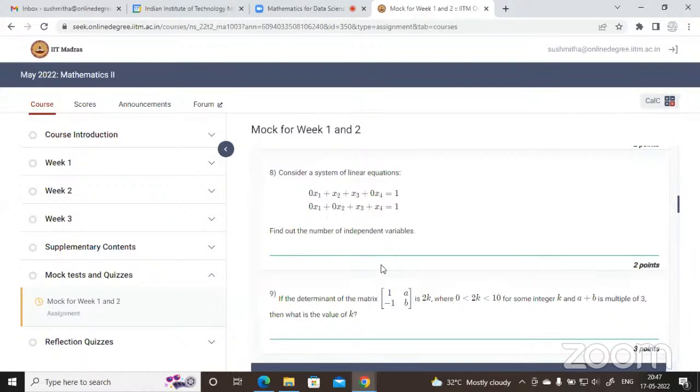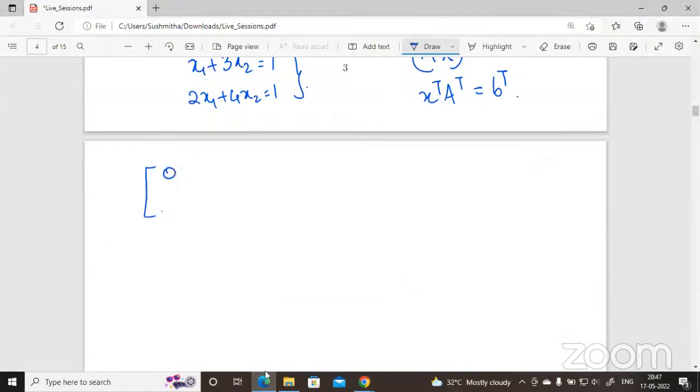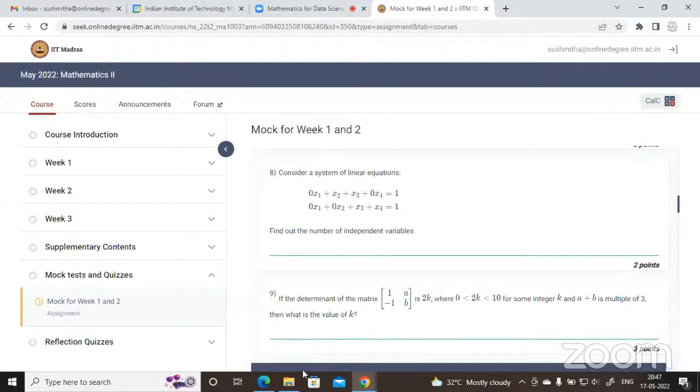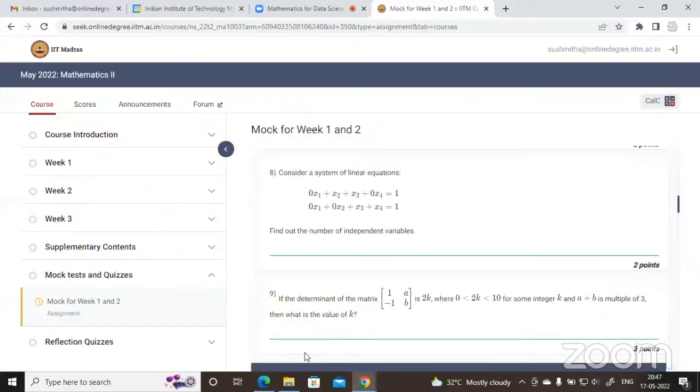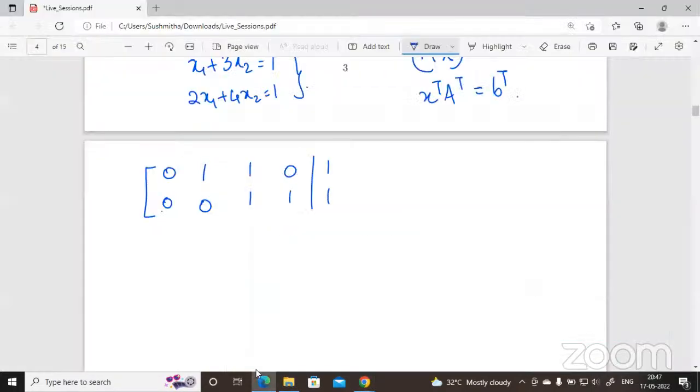Ma'am, can you please solve this? No, I'm just asking about X4, ma'am. So this is the equation, right? 1, 0, or was it not 0? Yeah, it is 1, correct. 0, 1, 1. 0, 1, 1, 1. 1, 0, 1, 0, 1. Yeah, 1, 1. Correct.